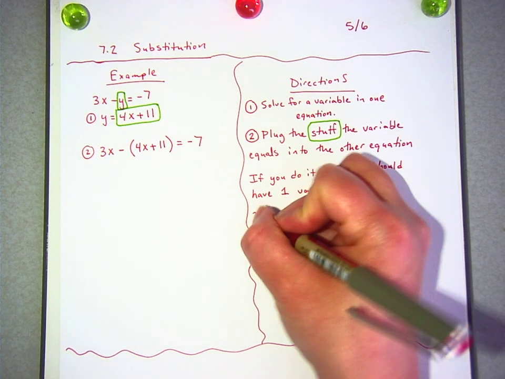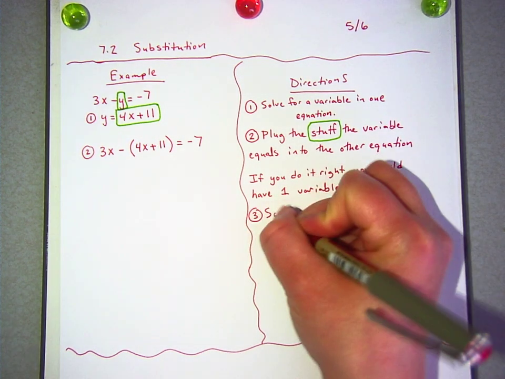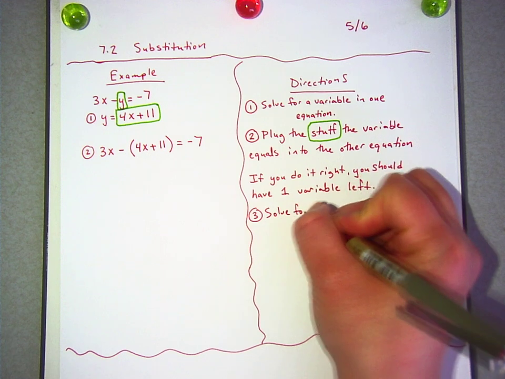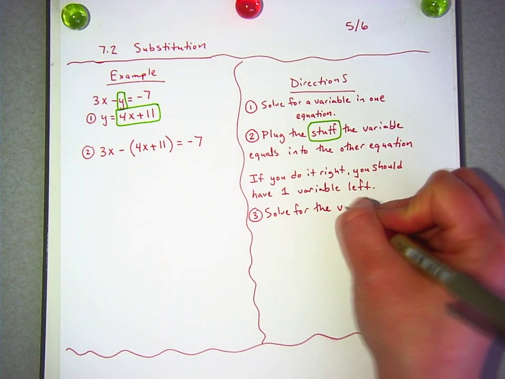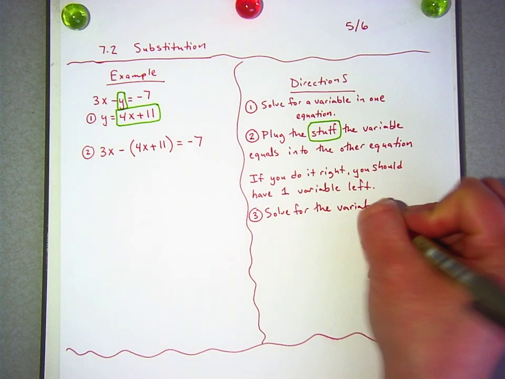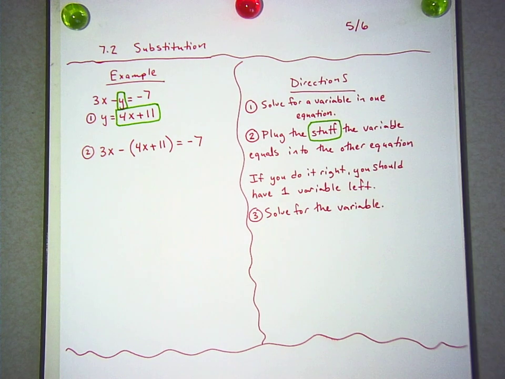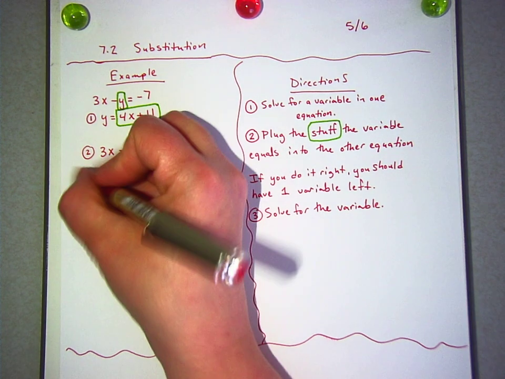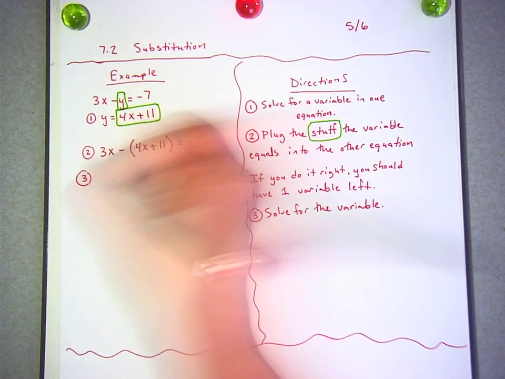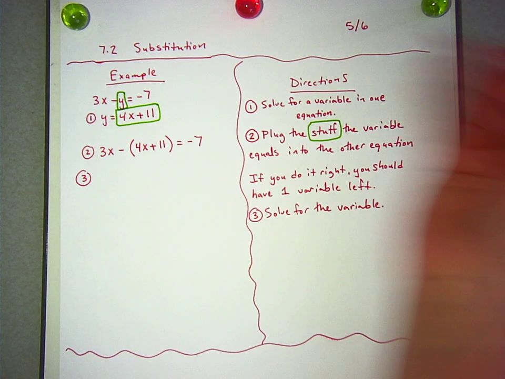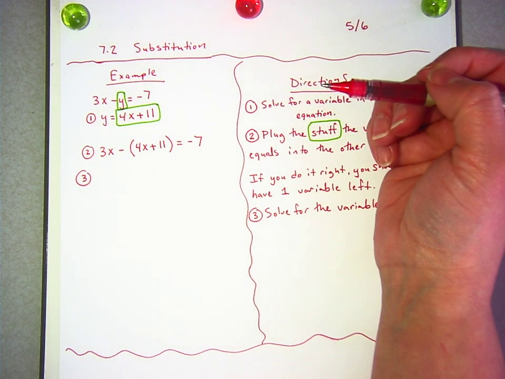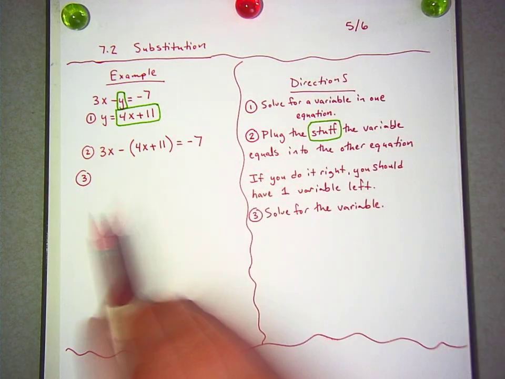All right, step 3 is to solve for the variable. Why do you guys think I'm saying variable instead of x? Because sometimes you might solve for y first, right, instead of x. All right.